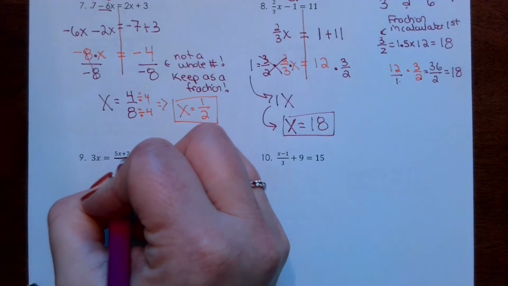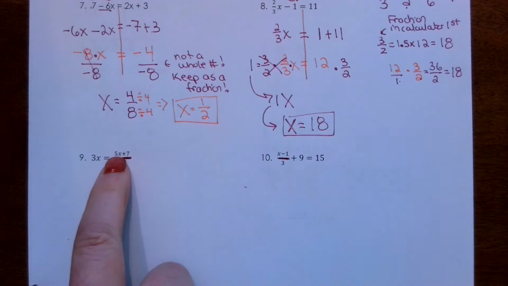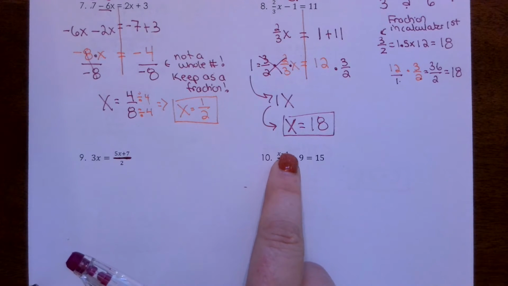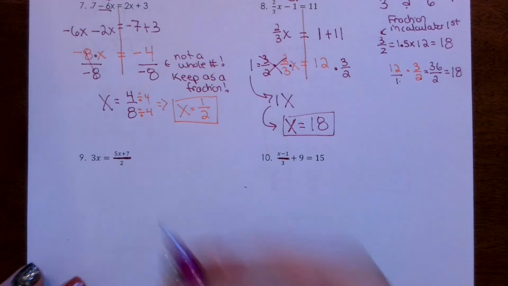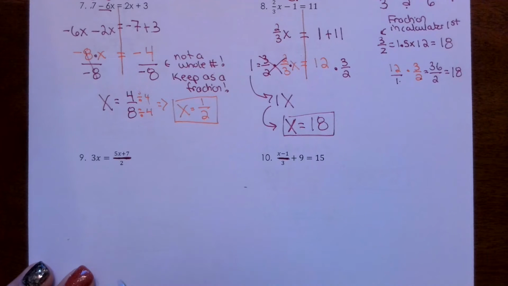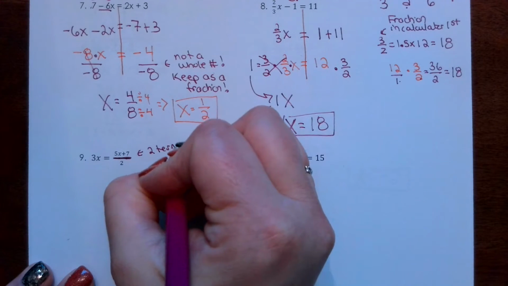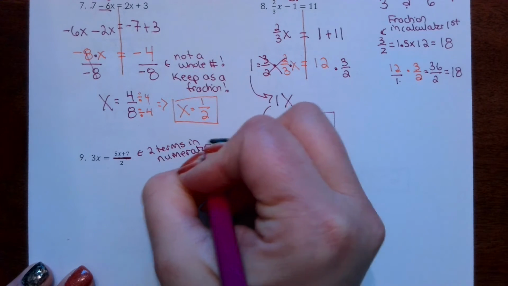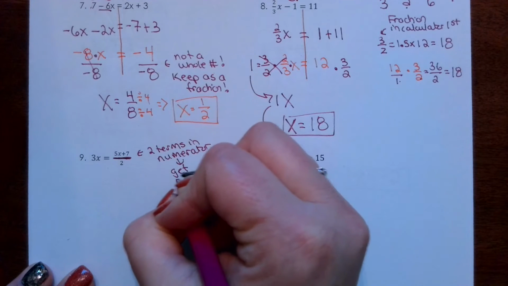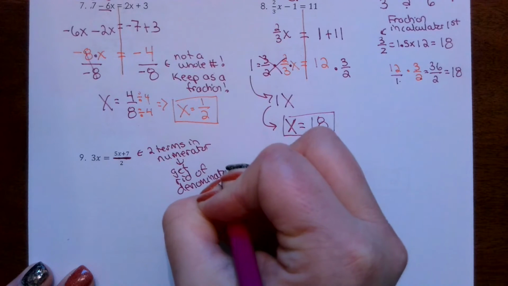And that is this. When I see that I have a fraction with two terms in the numerator, I can't go right to stay and go. I've got to do something else first. So in this case, I've got to get rid of the denominator. I have two terms in the numerator, so I have to get rid of the denominator first.